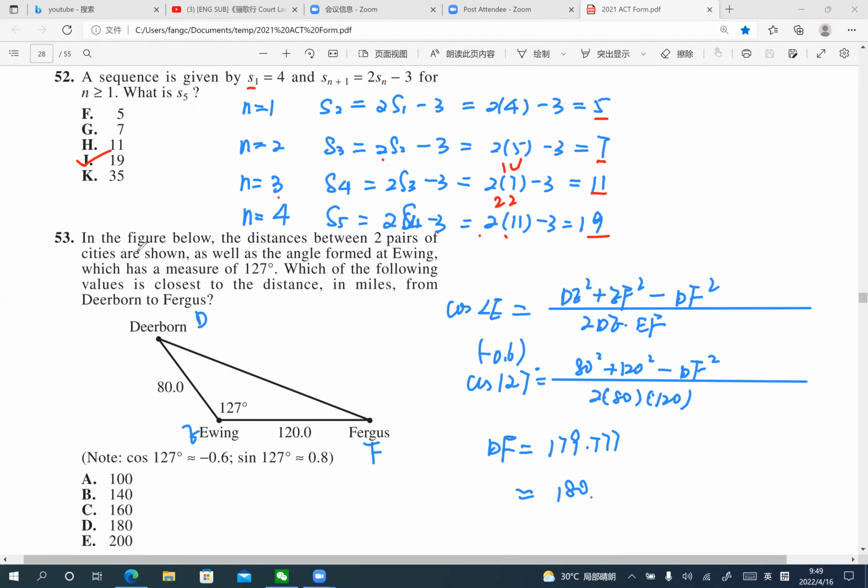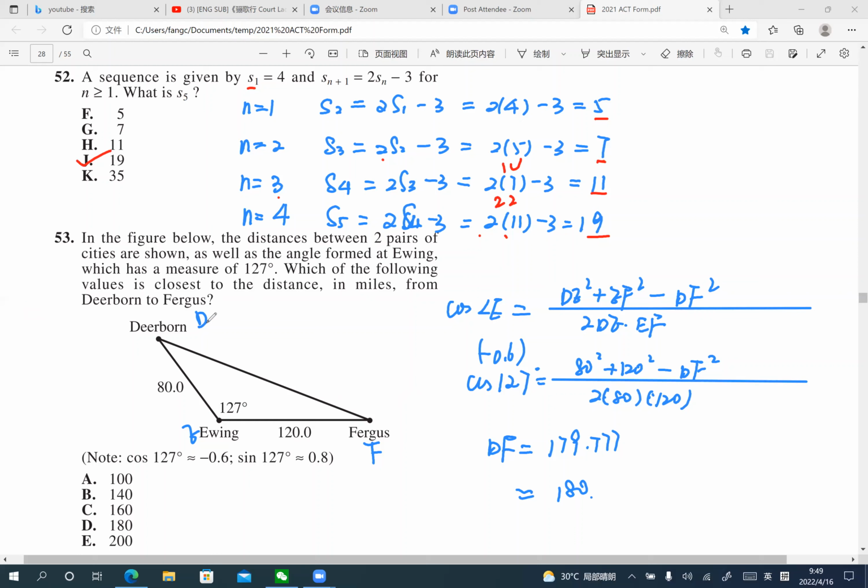Question 53. In the figure below, the distance between two pairs of cities are shown, as well as the angle formed by the three cities, which has a measure of 127 degrees. Which of the following values is closest to the distance in miles from Dearborn to Fergus?